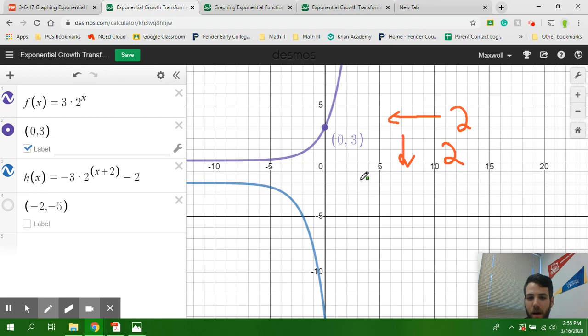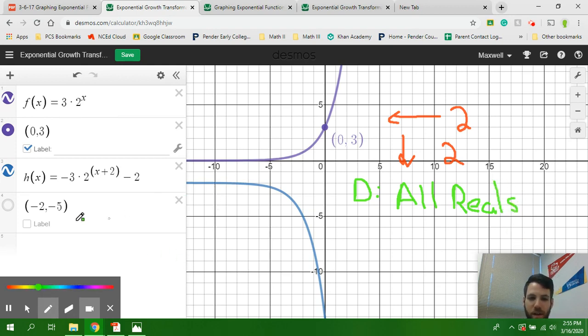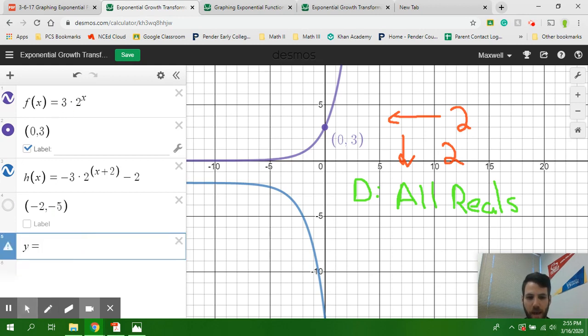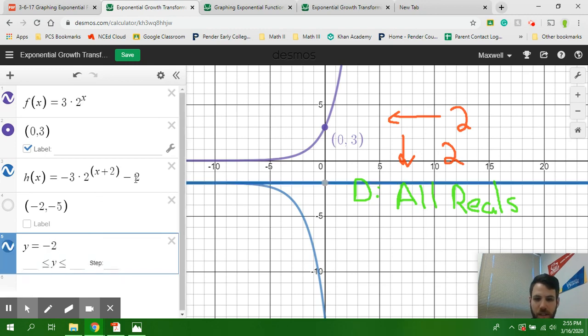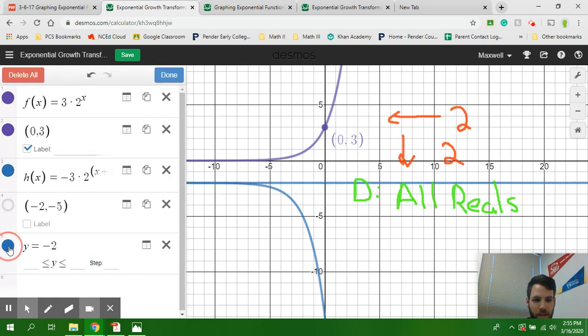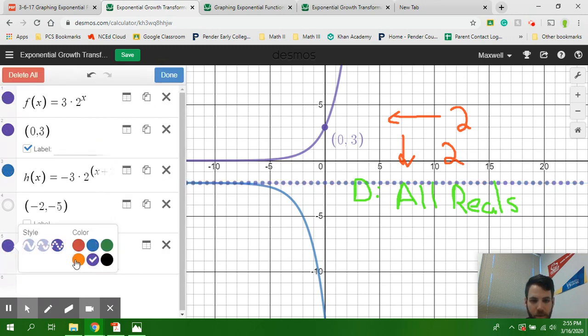Next, we might think about our domain and range. So our domain, like before, that's all real numbers. All reals. We'll abbreviate it a little bit this time. So our range is a little bit different because we can maybe put one of those imaginary lines in again. So if we type in y equals -2, which you'll notice is the same number as this n number in our equation, and we can make it a nice dotted line, make it orange.